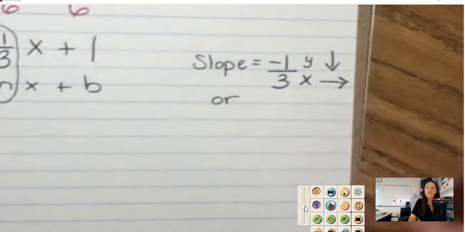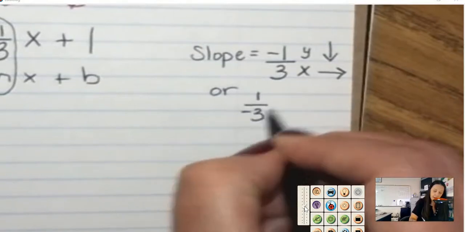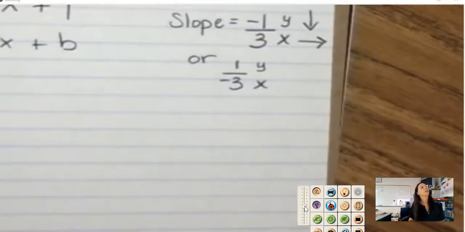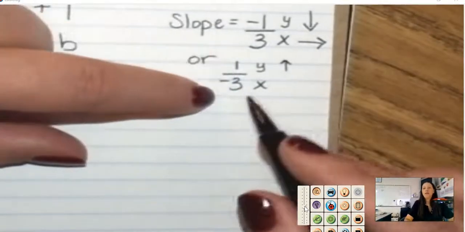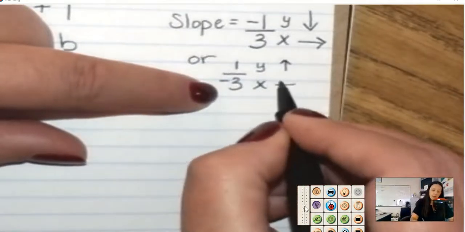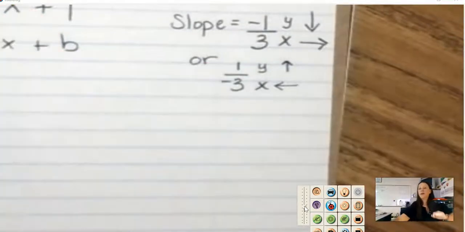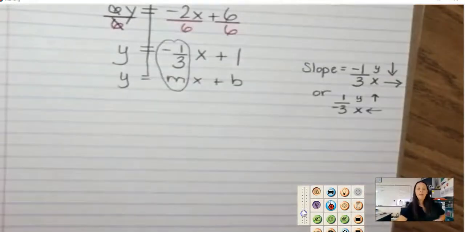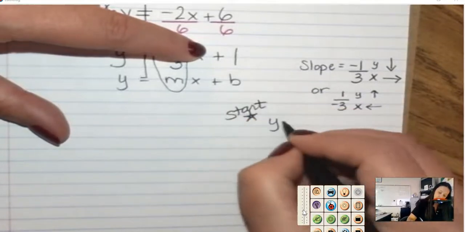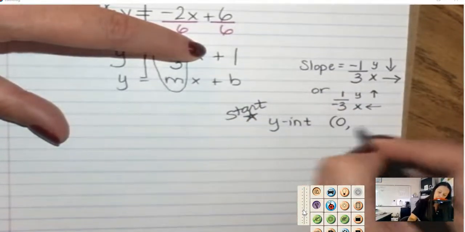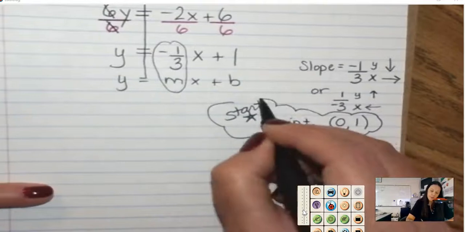Also, you could do this the flip side of it. Instead of putting the negative on the 1, let's try positive 1 over negative 3. So if I go positive on the y, that means I'm going to go up 1 unit. If I go negative on the x, I'm going to go left 3 units. These are the same thing, guys. When you go to graph it, it'll still be a straight line. And then we know the y-intercept, which is where we start. The y-intercept is going to be at 0, positive 1. Remember, you always start by graphing the y-intercept.